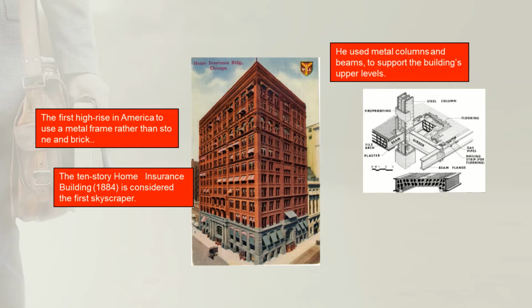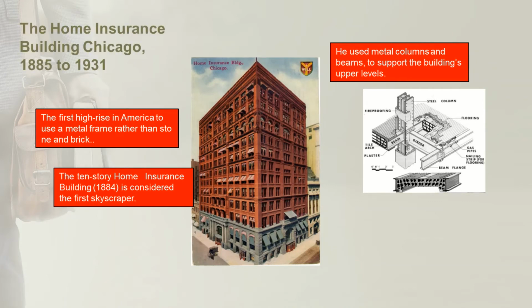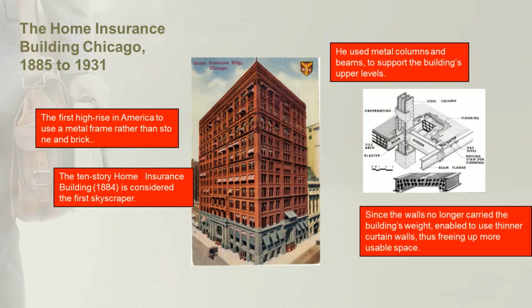The second building of William LeBaron Jenney is the Home Insurance Building in Chicago, from 1885 to 1931. This building is the first high-rise building in America which used a metal frame rather than stones and brick. It is a 10-story building and is considered the first skyscraper in America. It also used metal columns and beams to support the upper levels, and since the walls no longer carried the building weight, it enabled the use of a thinner curtain wall, thus freeing up more usable space.